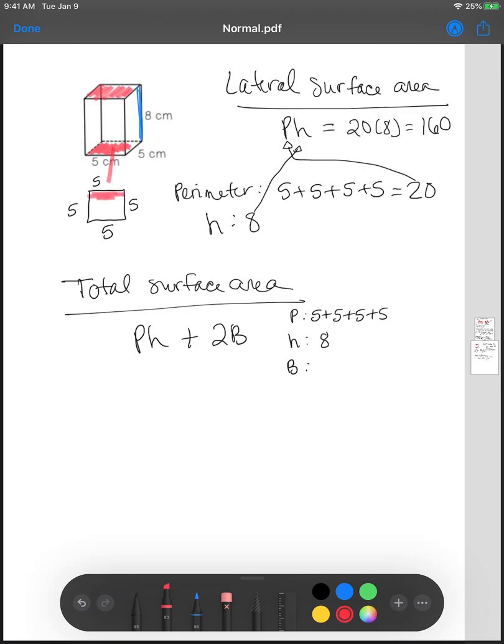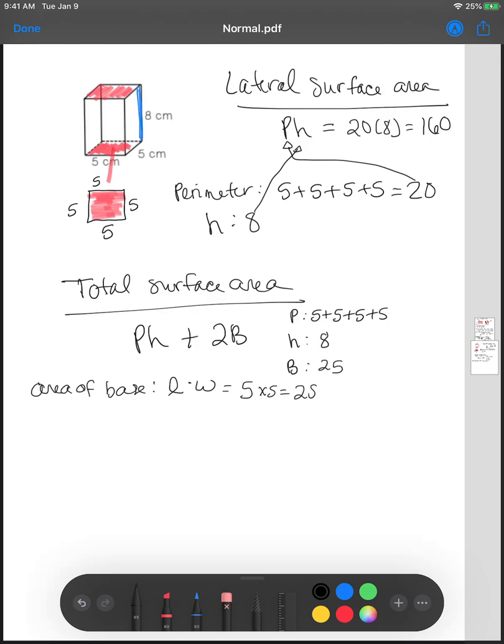Here's the base again. This is my base. To find the area of the base, we're going to do length times width. And our length times width is 5 times 5, which is 25. So our B is 25.